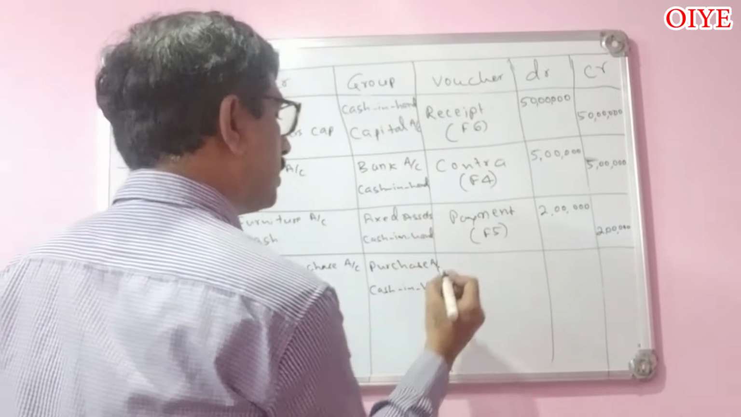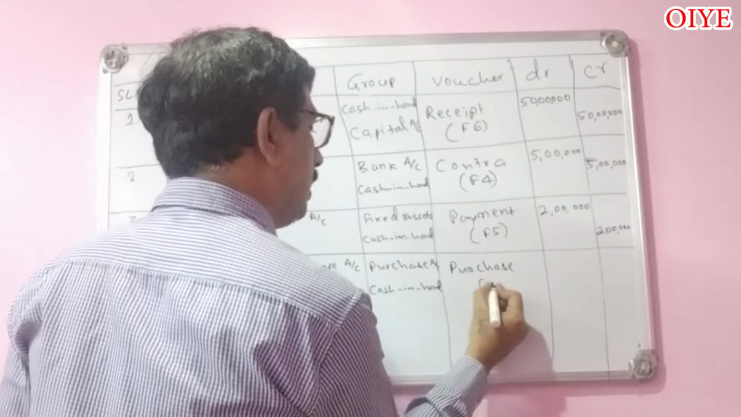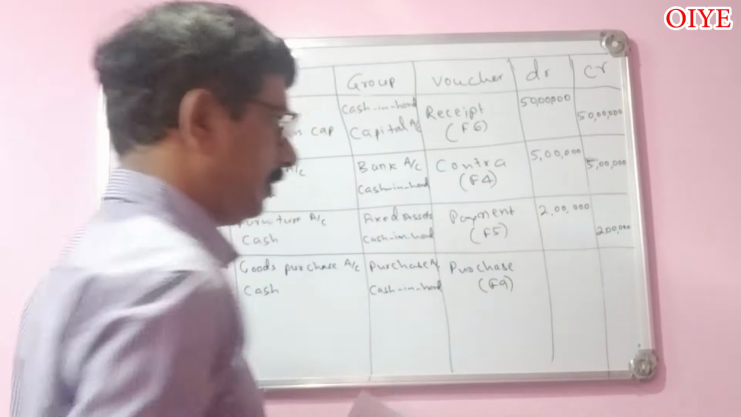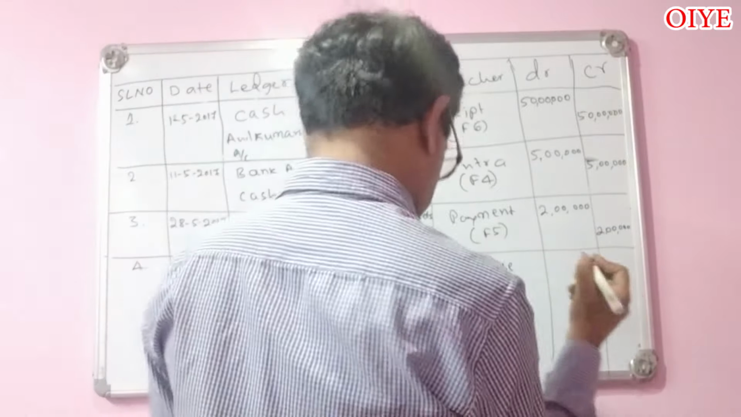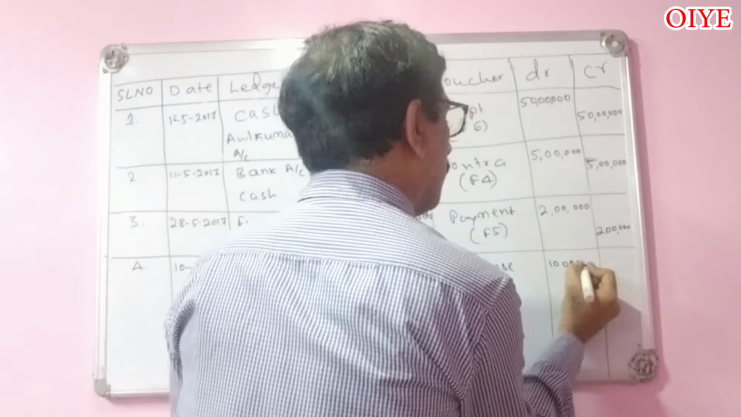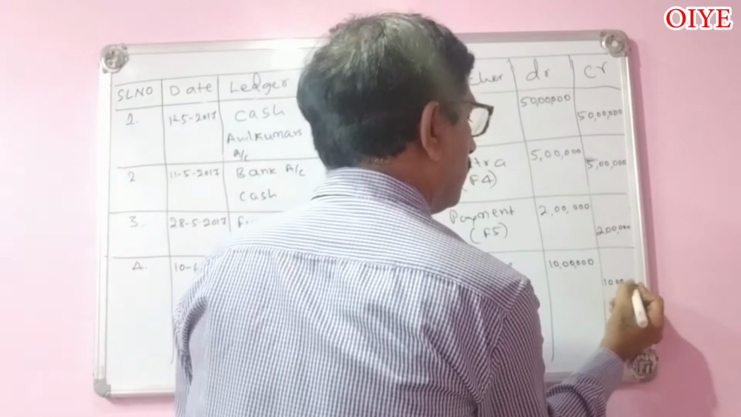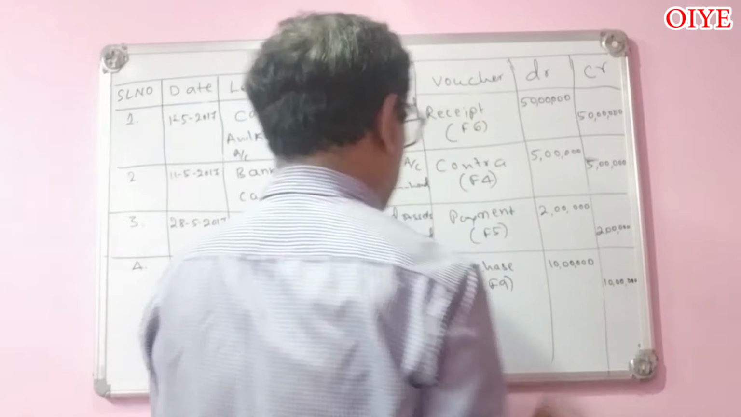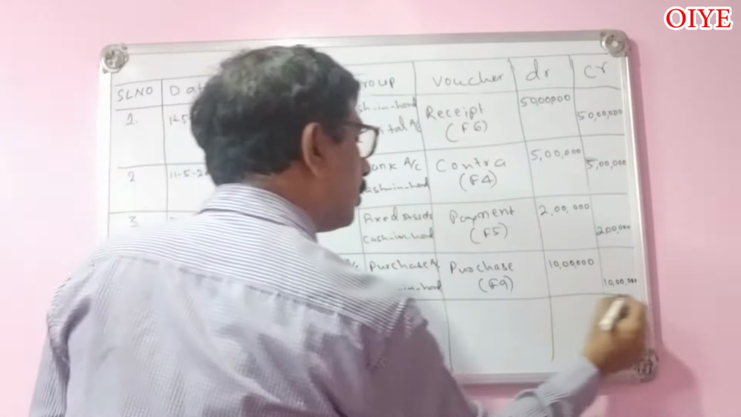And the voucher is purchase. And the shortcut key is F9. And goods purchase account amount is 10 lakh. And here amount is 10 lakh. So the fourth entry is over.